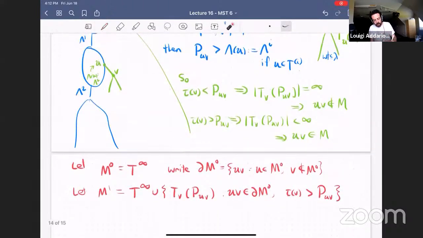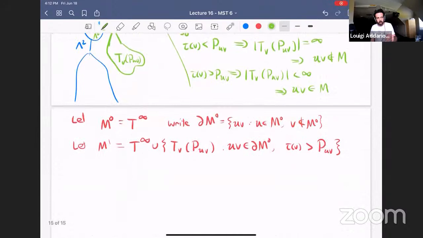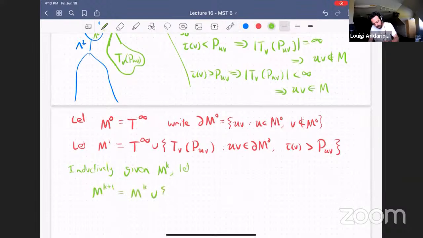Okay, so we checked whether this edge gets added, but now when we add that edge, we also know that we'll add the whole subtree, so we're just gluing that whole subtree in T_V, P_UV. Okay, so that's one step. And then inductively, if we've already glued K layers, then we'll let the K plus first graph be the kth graph plus everything that gets added on in the K plus first layer.